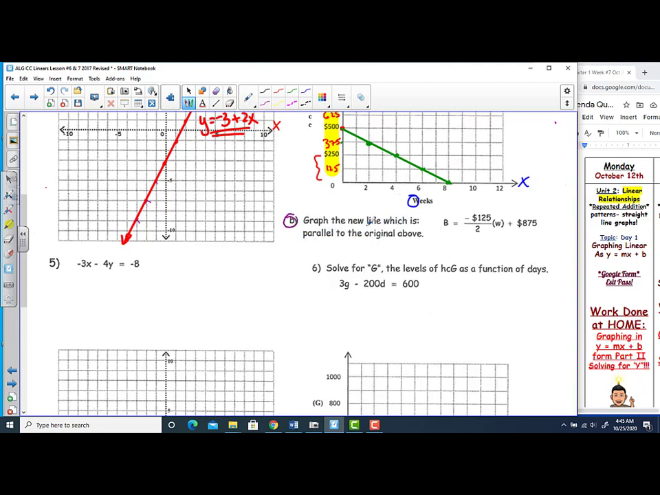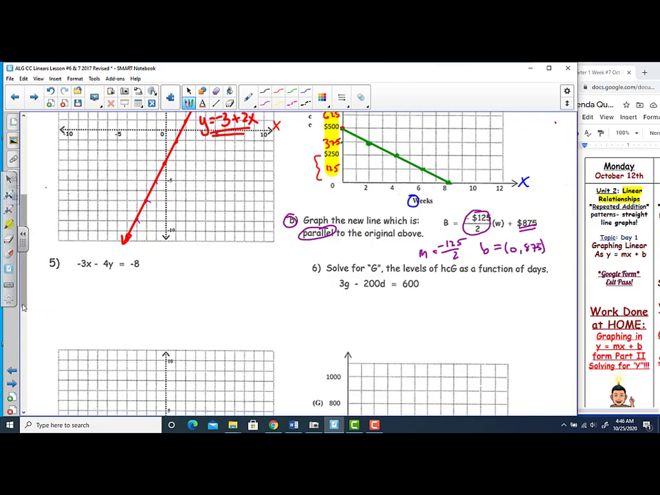We're asked to graph a line that is parallel to the one we just graphed. And in this particular line, we're told that the rate of change is the same. We're going to learn that tomorrow. Parallel lines have the same slope, but the beginning amount is different. So we have a rate of change identical to the previous relationship of a decrease of $125 every 2 weeks, but the beginning amount in this instance is $875.